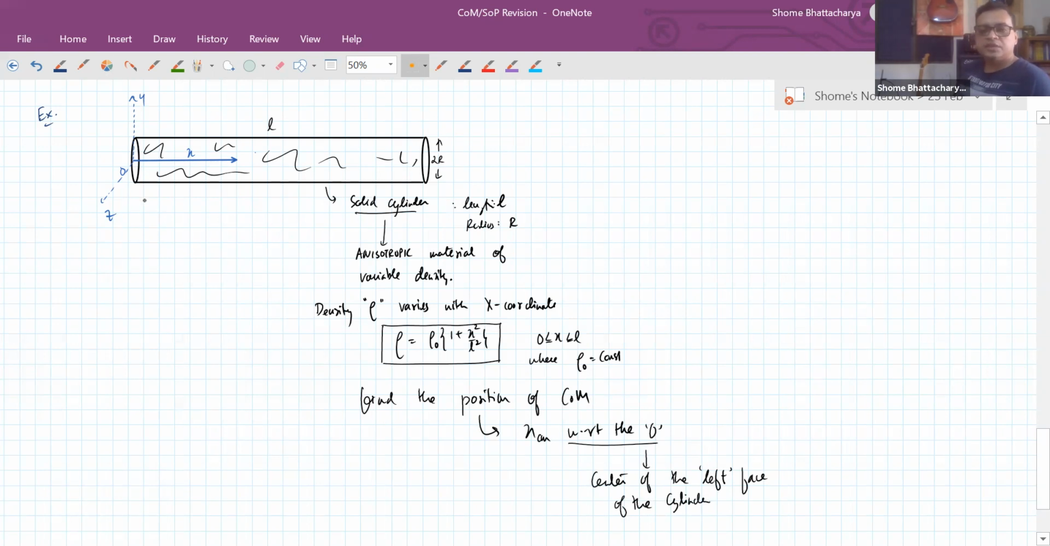This left hand side face is a circular face, or it looks like a disc shaped face. So we have to find the position of the center of mass as the x coordinate with respect to that. So just go through this for a minute and we will discuss how to apply the integration concept over here.